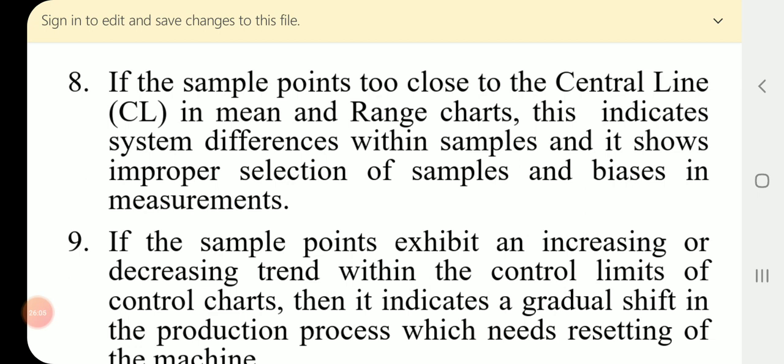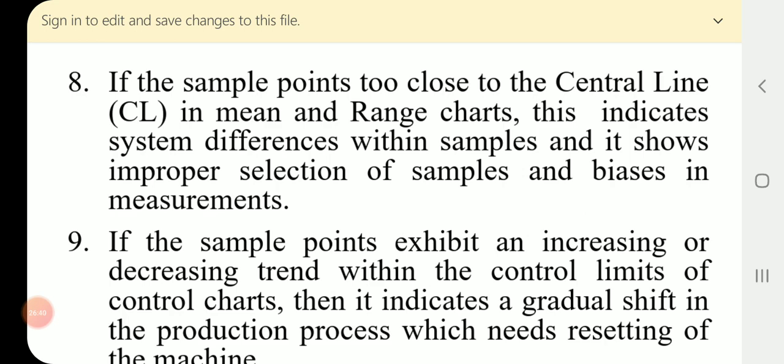So, if you come to the point now, if the sample points are too close to the central line in both X bar and R charts, mean and range charts, this indicates systematic differences within the samples. That is, when considering the samples, we have much differences. And it shows improper selection of samples, or recording, there is some kind of bias in recording measurements, etc. These are the points we have to see.